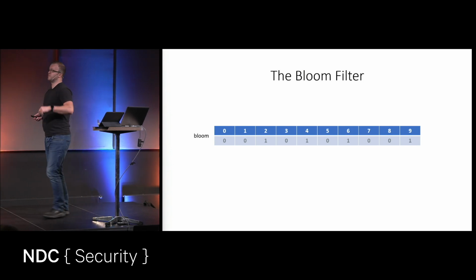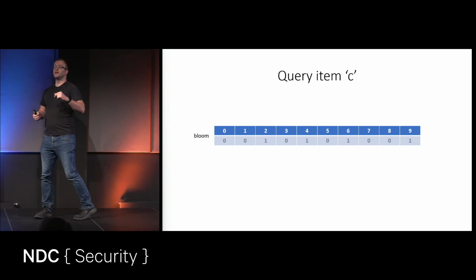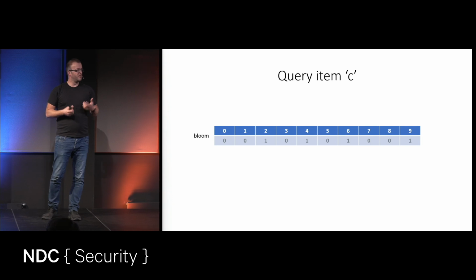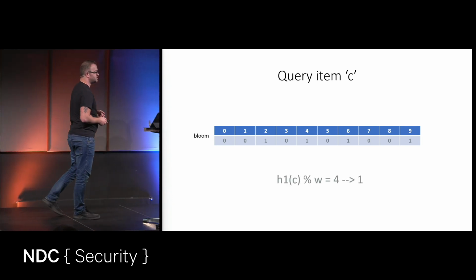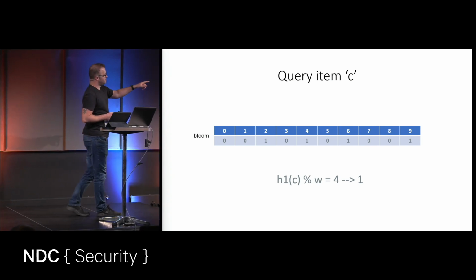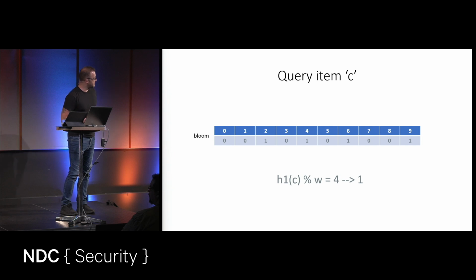So let's say the next report comes in. The next report is item C, and we want to say, have we seen this before? This is how we ask the question of the filter. So this is the next report that comes in. What we need to do is hash it with the first hash algorithm. So we hash it with h1, mod it with the width, look up index 4. Is the bit set? Yes.